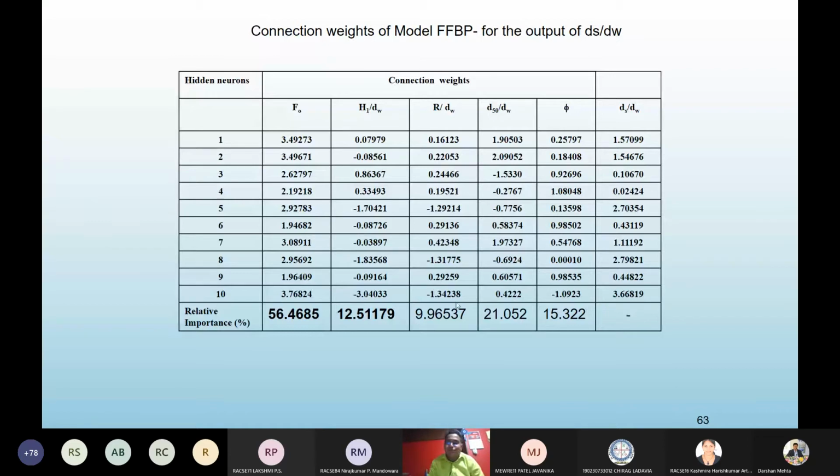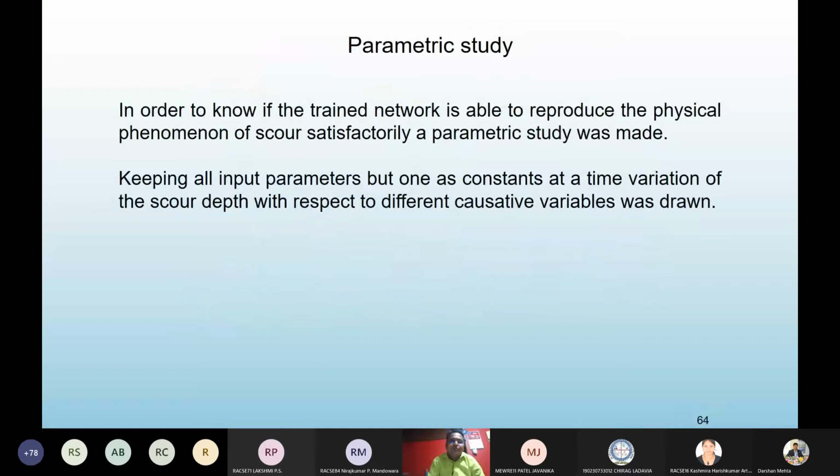So neural networks also proved. Yeah, mostly many papers you never saw this one. That's why everyone criticizes neural networks as having disadvantages. Okay, some parametric studies I have also done.